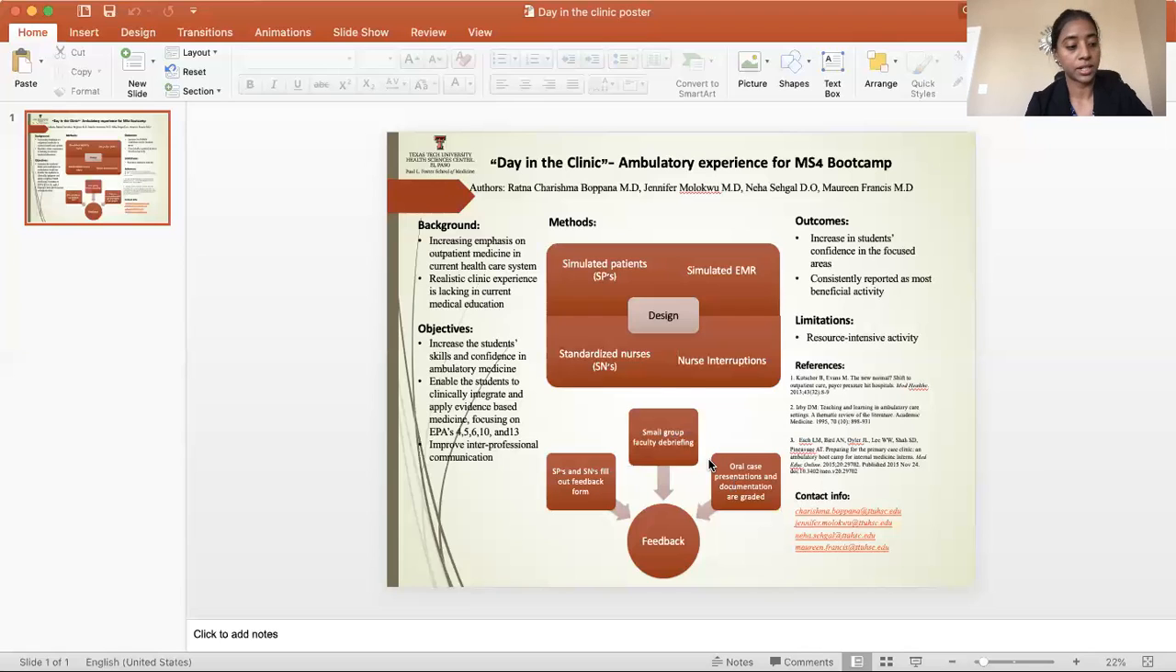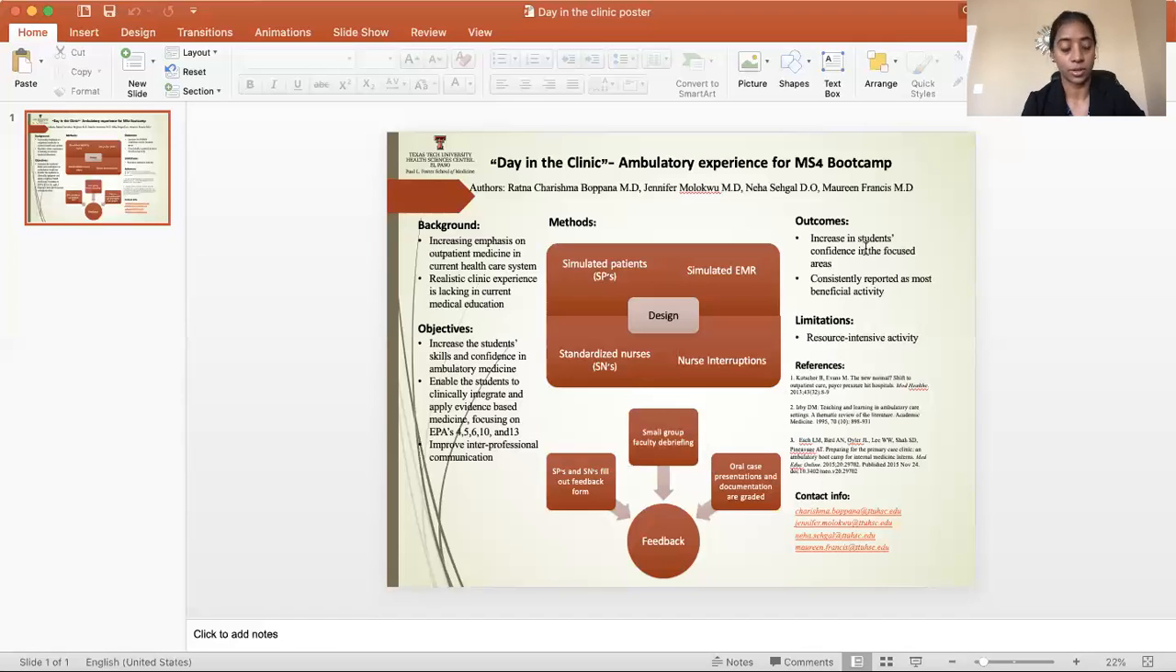Besides this, the documentation in the EMR is also graded by the faculty. The competency-based evaluation forms designated for each clinic case are used for feedback. We look at the student's confidence level in performing the activities through pre and post surveys.